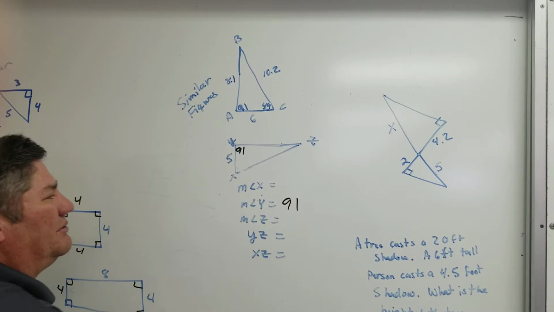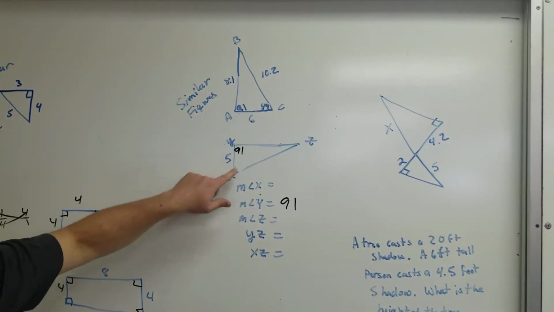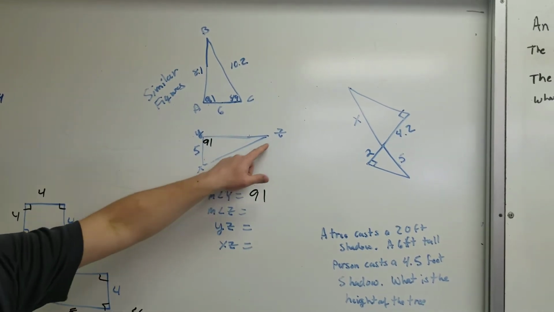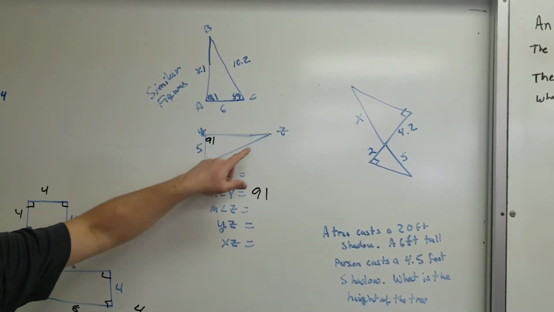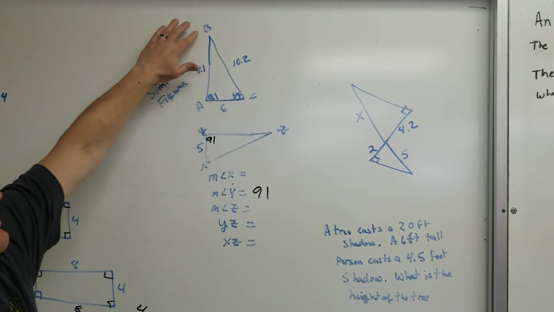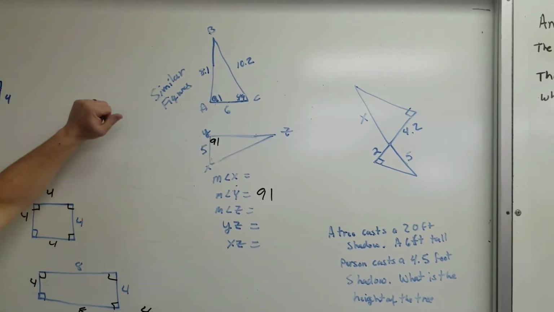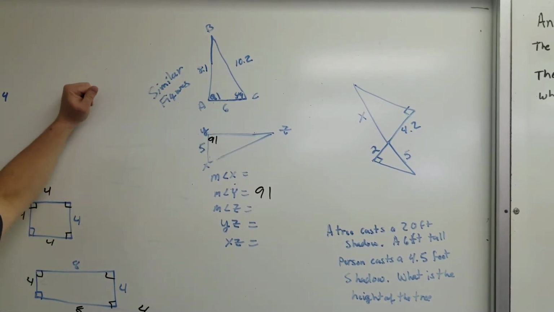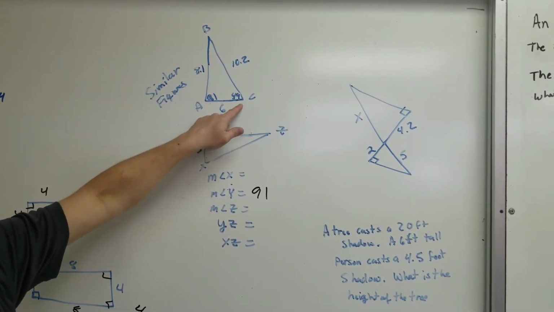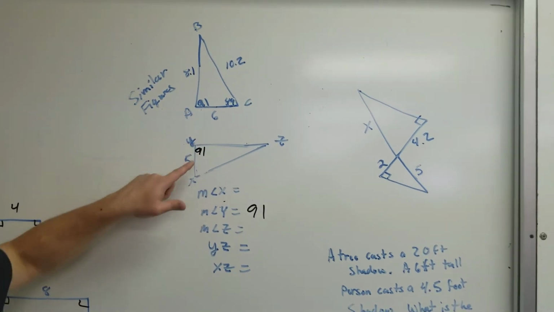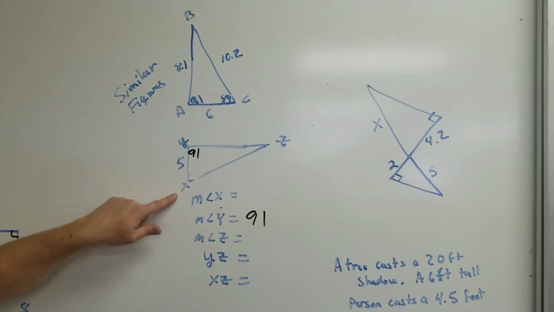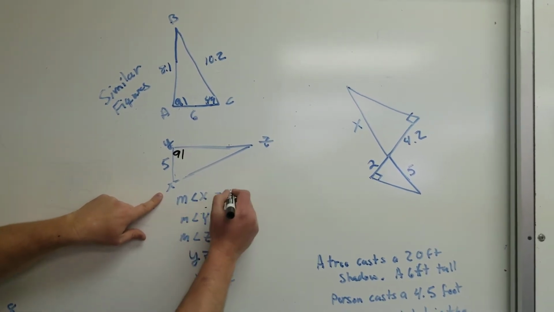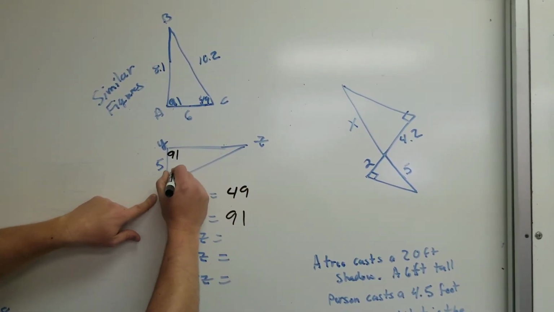Hey, that's 91. Now looking at X and Z, which one is bigger? X is a little bigger than Z. Now look up here at B and C. Which one of those two is bigger? Well, obviously C is bigger. So C must correspond to X. C has to correspond to X. Therefore, X must be 49. I'm going to put a 49 in there.